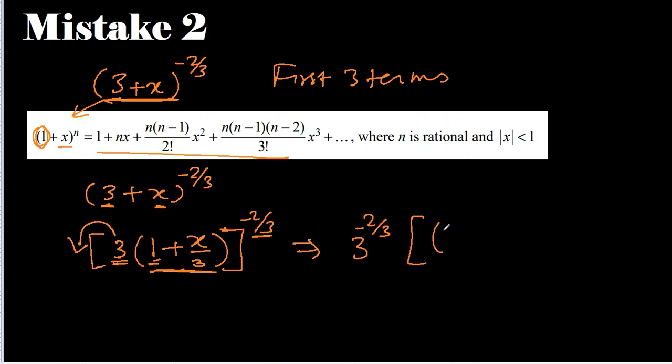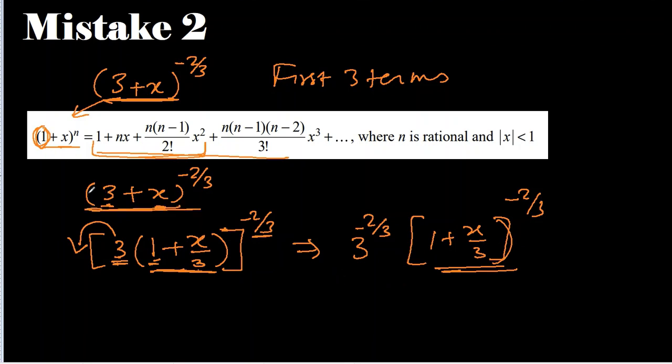And what are we left with here? 1 plus x over 3, to the power minus 2/3. And this we can expand according to this formula. They said first 3 terms, so we will use these 3 terms and we'll get our expansion. People usually use the same formula, and in place of this one they will write 3, and then because there is nothing multiplying here, they will keep on multiplying by 3, which is not right.